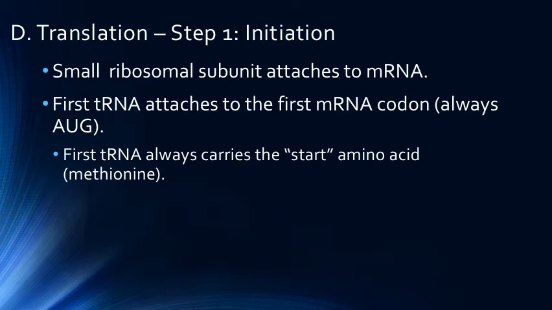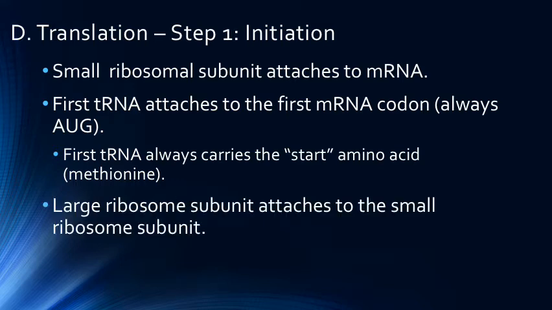The first transfer RNA always carries the first start amino acid. If you have a start, always the same start codon, AUG, that AUG is always going to code for the amino acid called methionine. Then the second part of the ribosome attaches to the first. It's kind of divided into two. There's like a top half and a bottom half.